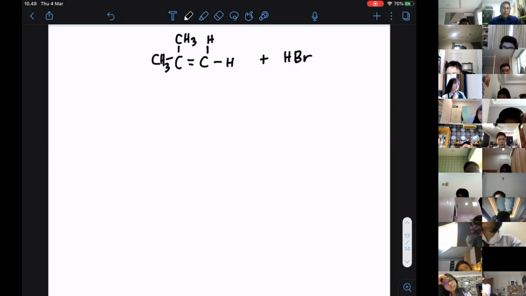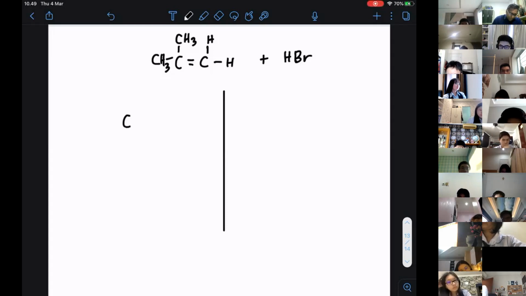Now, I want to add this with HBr. The condition will be concentrated HBr, done at room temperature. When I do this, I will have two situations over here. Two products will be formed. Let me tell you why two products will be formed.